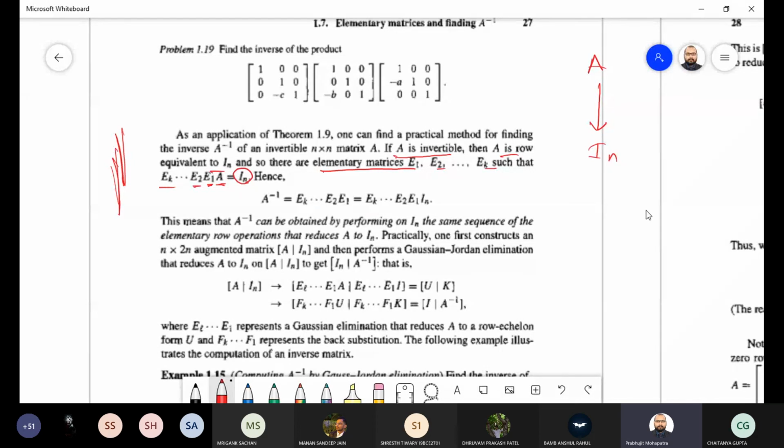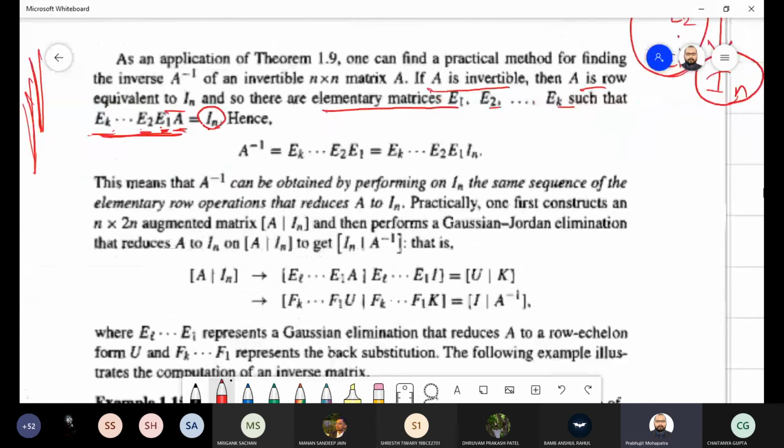And now you can take this A to the right hand side. How you are going to take? What you are going to do? So this is okay, because with A you are doing different row operations to get the identity matrix. First you have done E1, then E2, up to Ek. These row operations you are doing, so that you will get the identity matrix. This expression is okay.